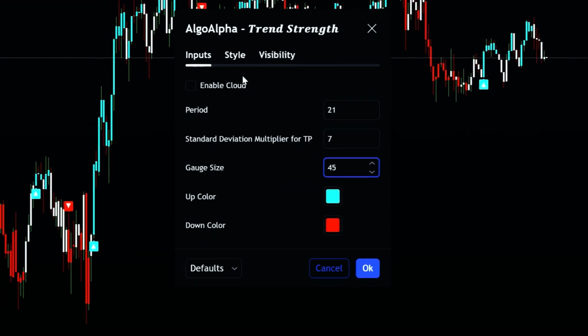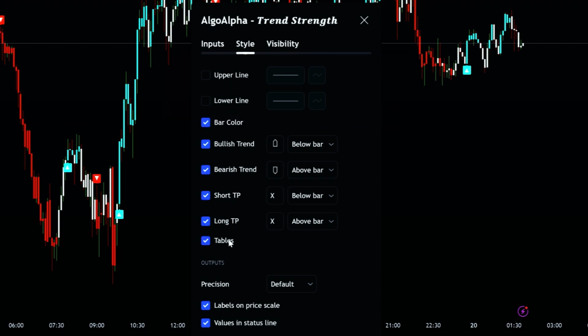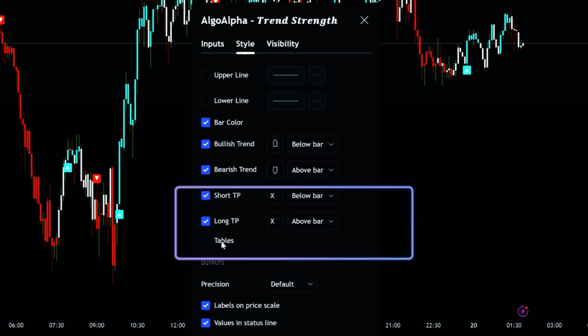Moving on to the Style tab, we'll disable the upper line, lower line, and the tables option. This will keep your chart nice and tidy. Then go ahead and disable the long TP and short TP, because we only need the bar color, bullish trend and bearish trend options.